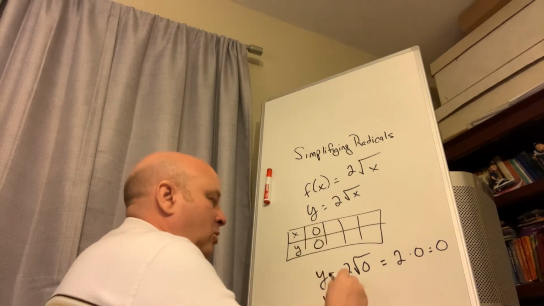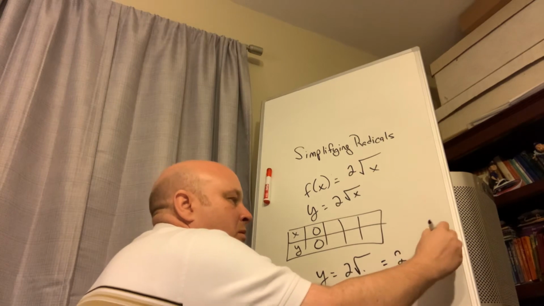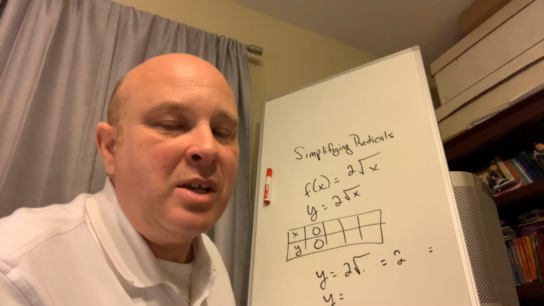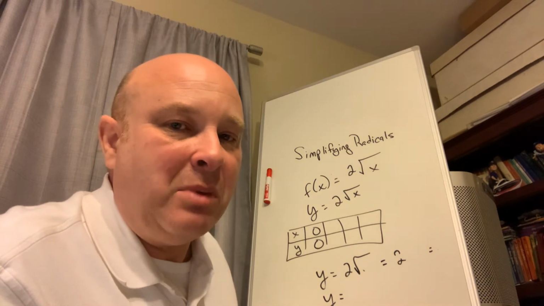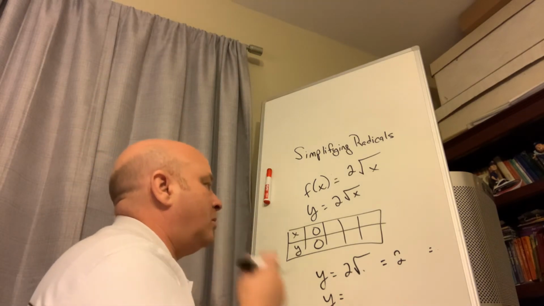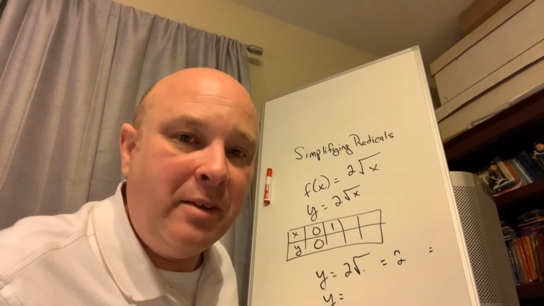All right. So now I have to do the same thing. Watch what I'm going to do. I'm going to choose numbers that are perfect squares. That's just me. I'm going to do it because I like it that way. I'm going to say x equals 1, because 1 times 1 is 1, right?